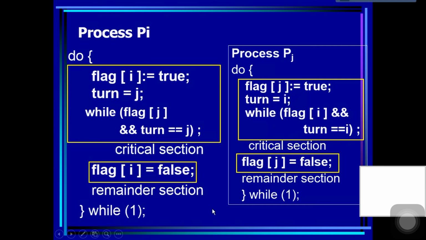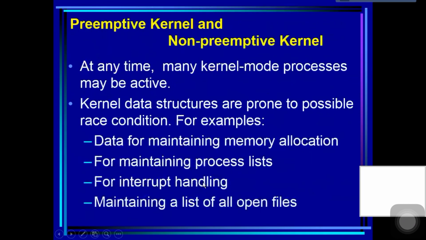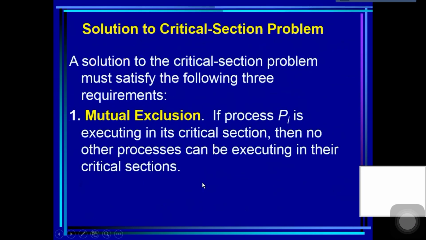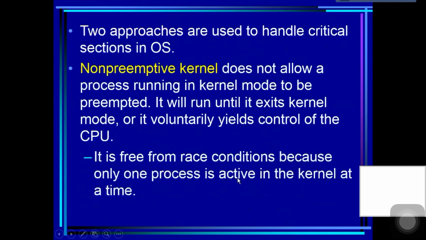So now let's prove this solution is correct. We need to show that it satisfies the three requirements for the critical section problem: mutual exclusion, progress, and bounded waiting. Okay, so let's look.